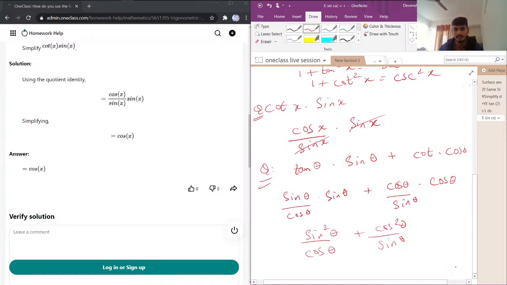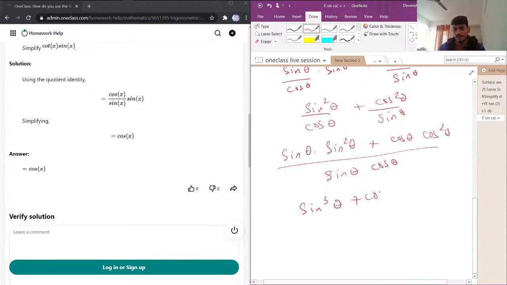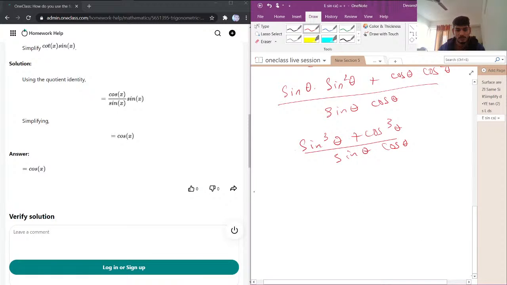I can take the LCM also, so this will become sine theta sine square theta plus cosine theta cosine square theta over sine theta cosine theta. Then this will be sine cube theta plus cosine cube theta over sine theta cosine theta. This can be an endless question. I'll just take one more.